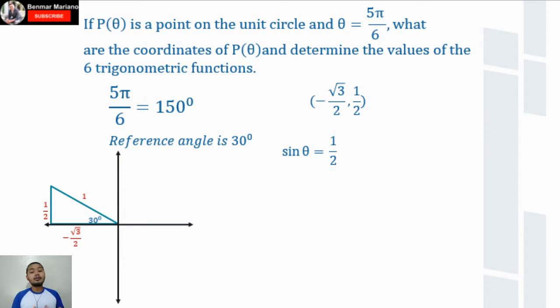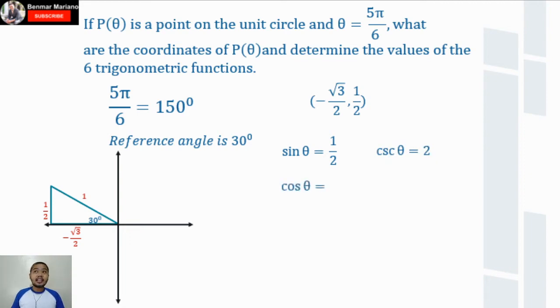Now, we all know that the reciprocal of sine theta is cosecant theta. So, since I already identified the value of sine theta, I am just going to reciprocate that for me to identify the value of cosecant theta. In that case, that would be equivalent to 2.